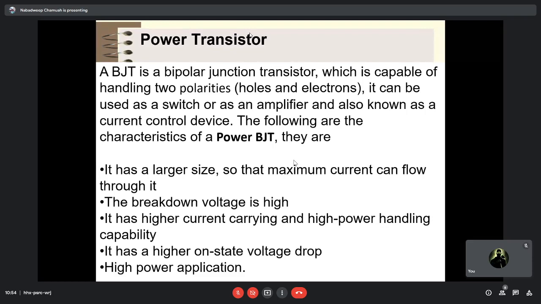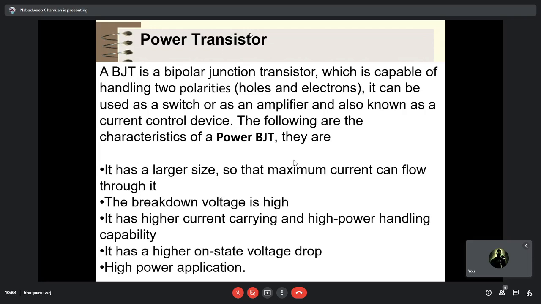This is basically for the FET. The current flowing through the FET depends on the voltage applied at the gate, which means it can be controlled by applying voltage at the gate. Whereas in case of BJT, the current flowing through the transistor can be controlled by changing the base current. So it is called a current control device, whereas the other is called a voltage control device.